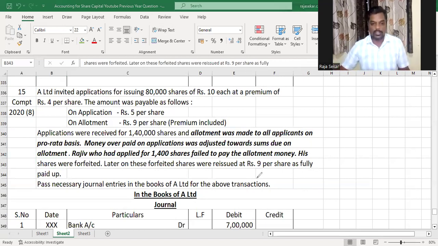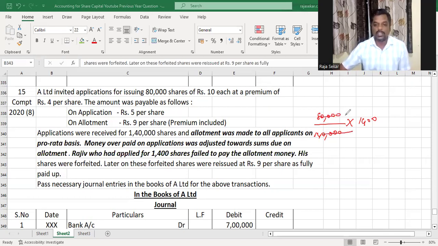So in order to find that out, what are we supposed to do? We multiply the applications, and below in the denominator we write the total number of applications on which pro rata allotment was made. In this case, it happens to be 1,40,000, and in the numerator we write the total number of shares that was allotted on pro rata basis, which happens to be 80,000. So you cancel this. What you get is 800. Am I right? So Rajiv basically has 800 shares. Understood or not, my dear children?